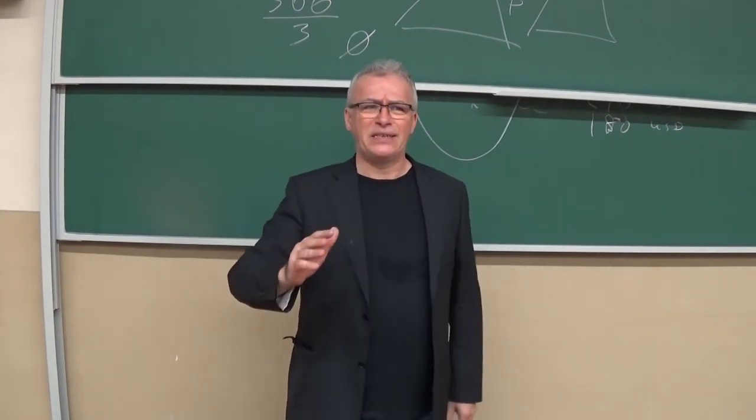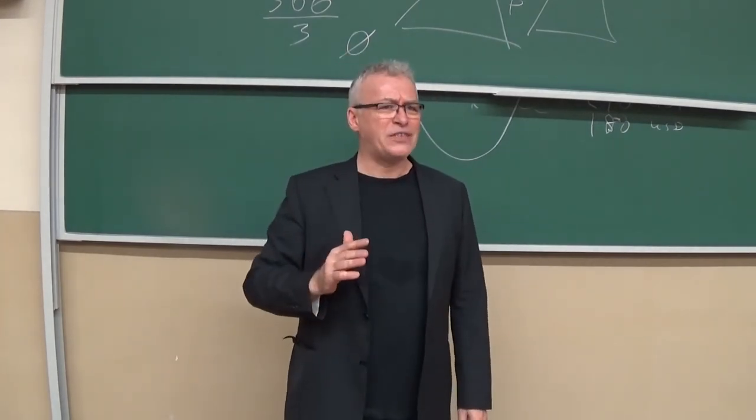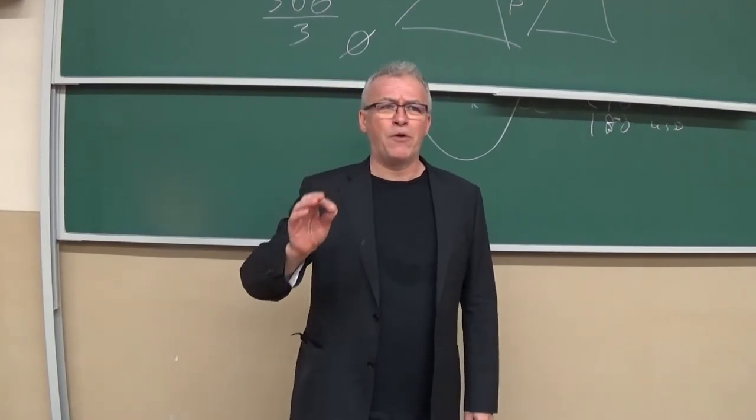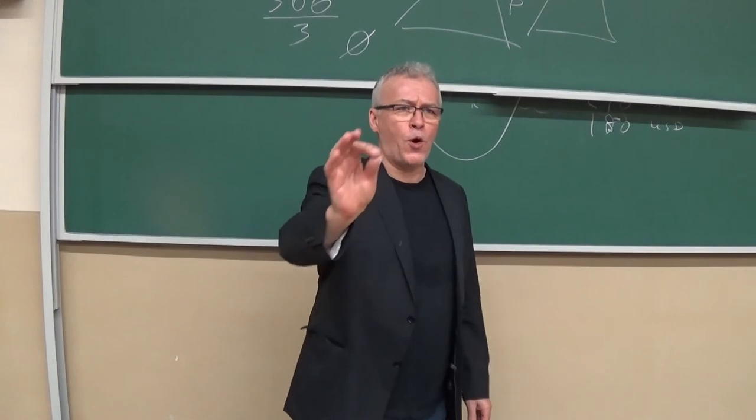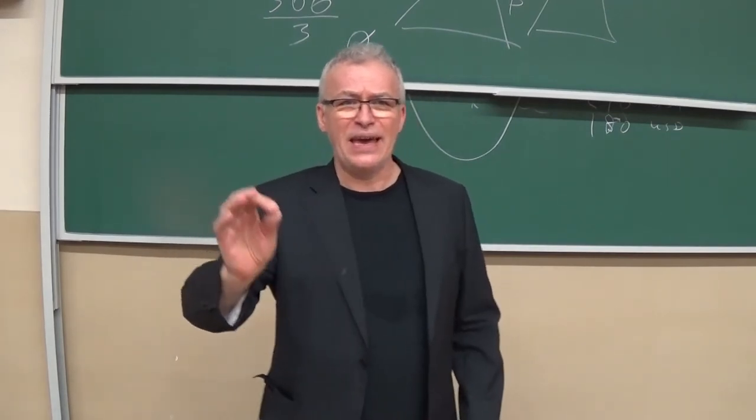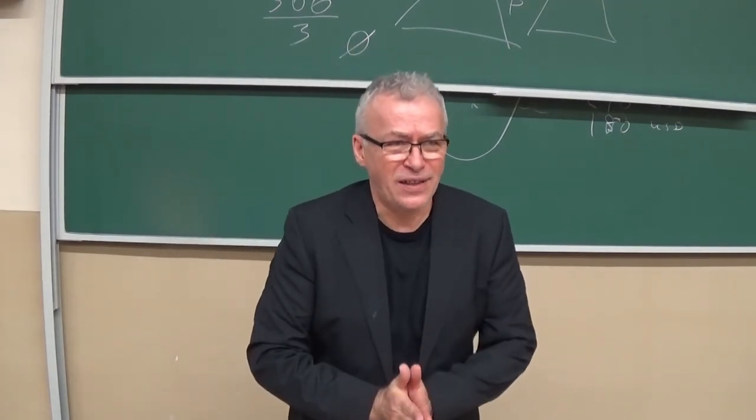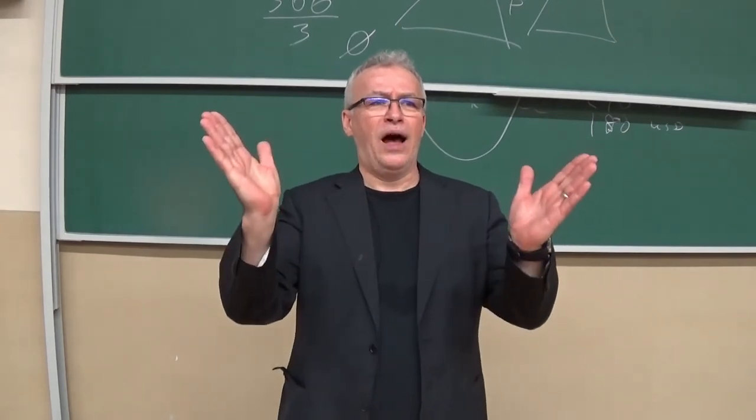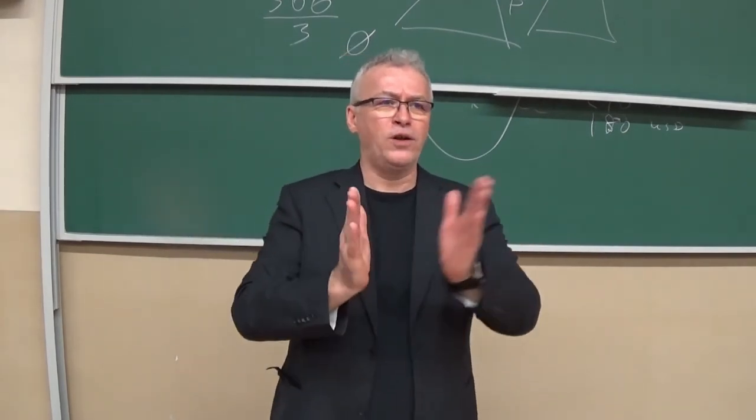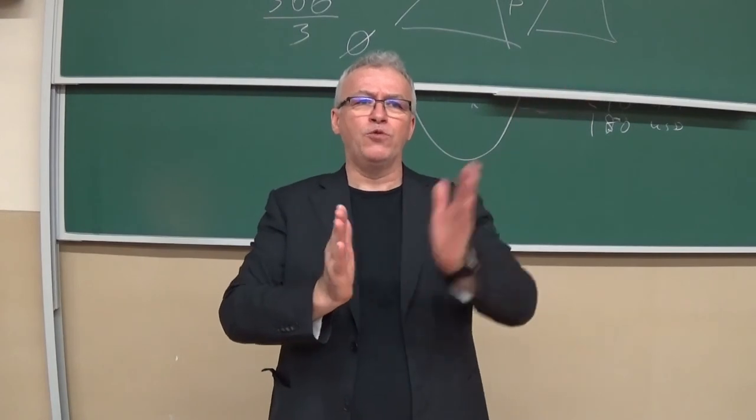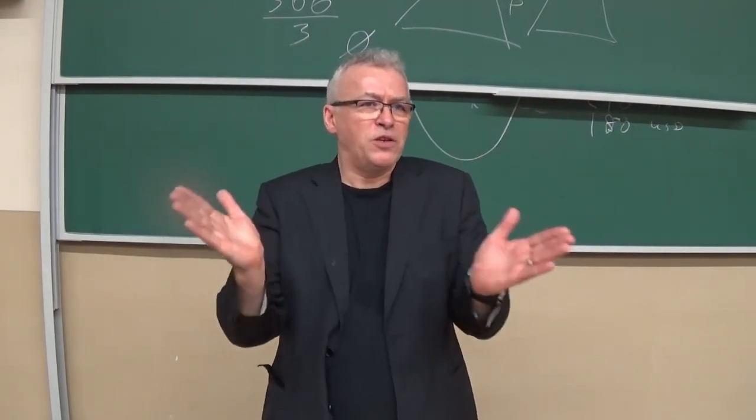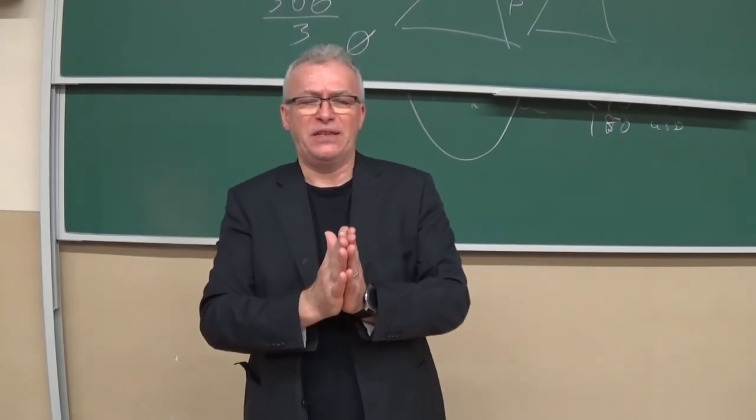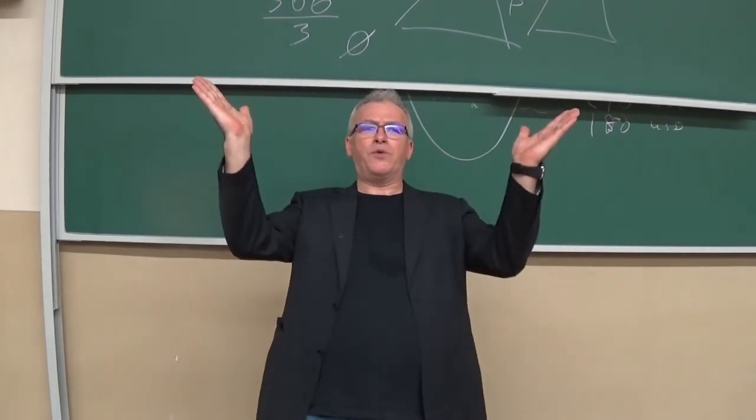Kenneth Pomeranz, a famous American historian, wrote a book, The Great Divergence. According to his approach, in the 17th century the world diverted in two directions, a European type of evolution and an Asian type of evolution. I don't know if it's true or not, but it is very interesting. The 17th century is an age of great divergence.